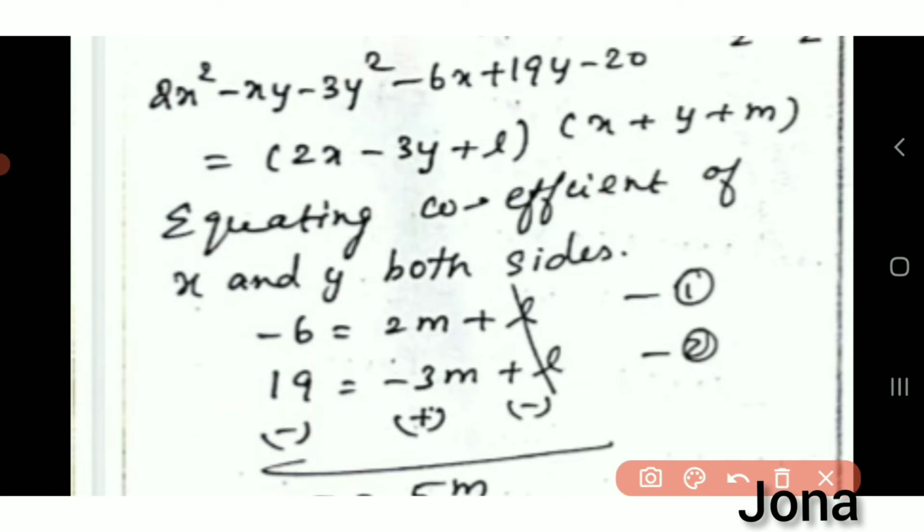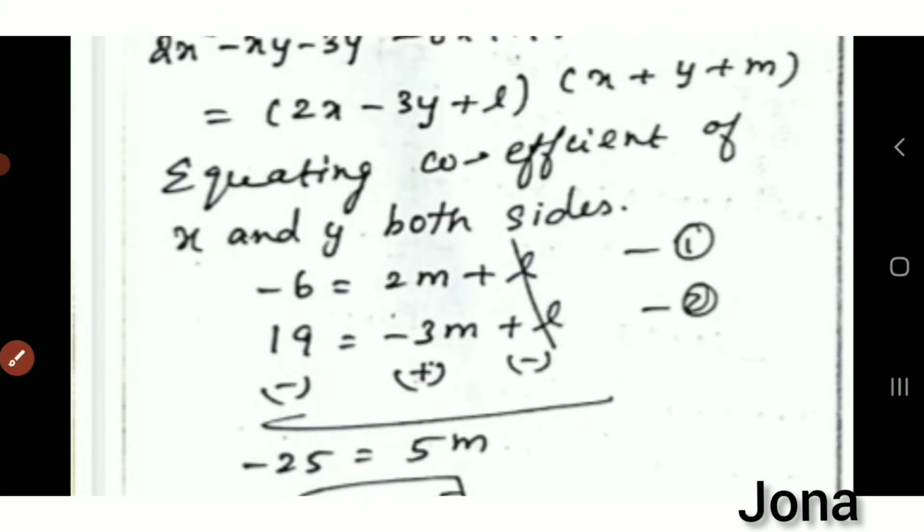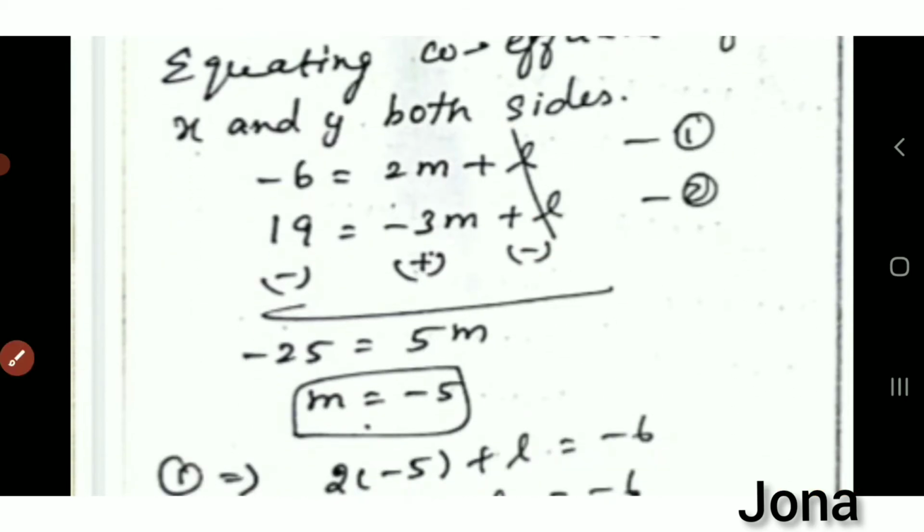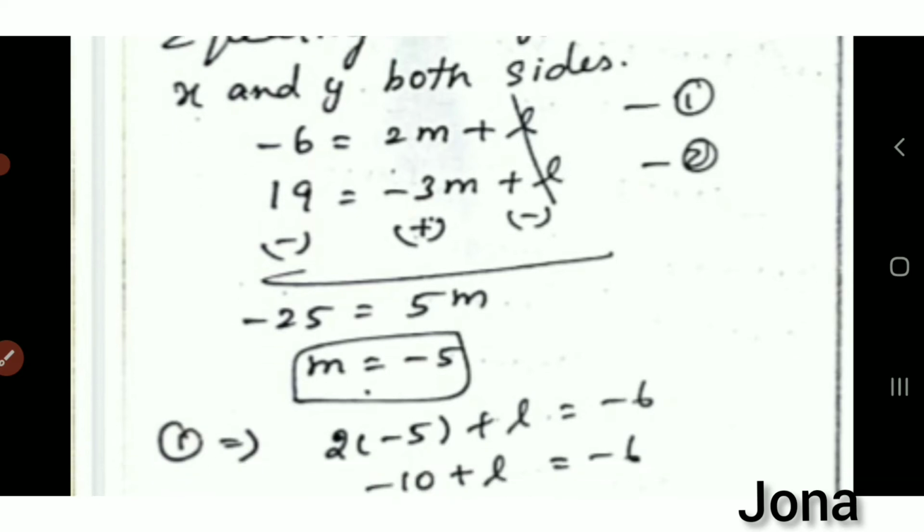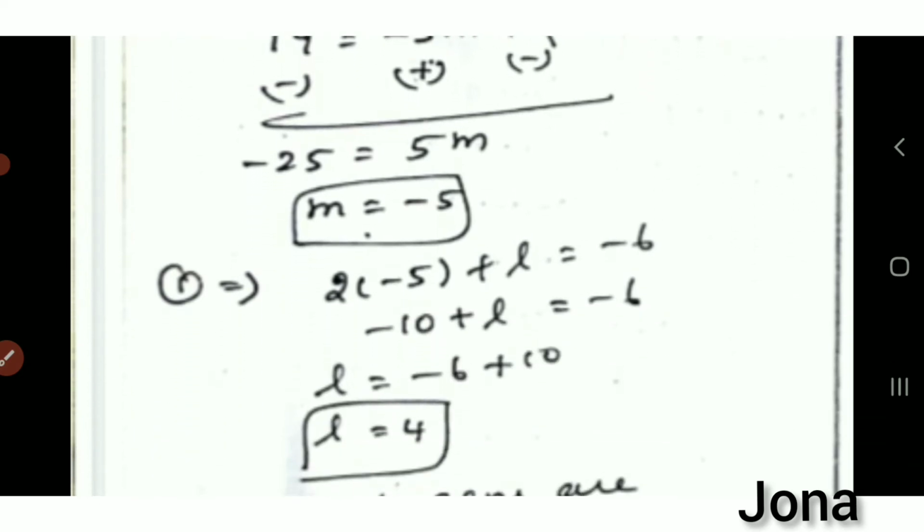So we can change the symbol and we can cancel this l minus l. Here we have 2 plus 3, 5m, and here minus 6 minus 19, that is minus 25. So left hand side we have minus 25, right hand side 5m. So that's nothing but m equal to minus 5. And then we can substitute this in the equation 1 so that we have the value of l. Now we have the values of l and m.